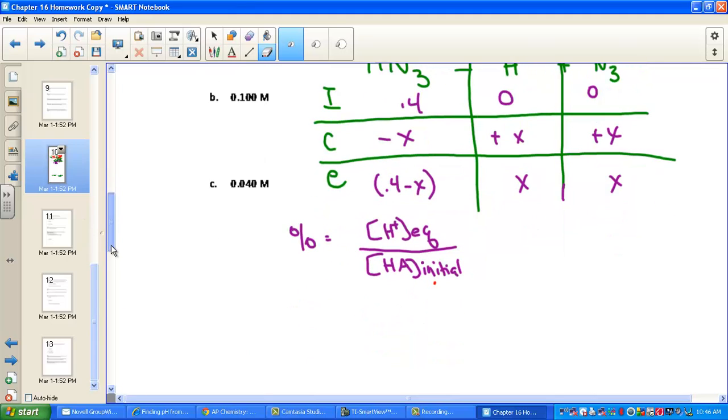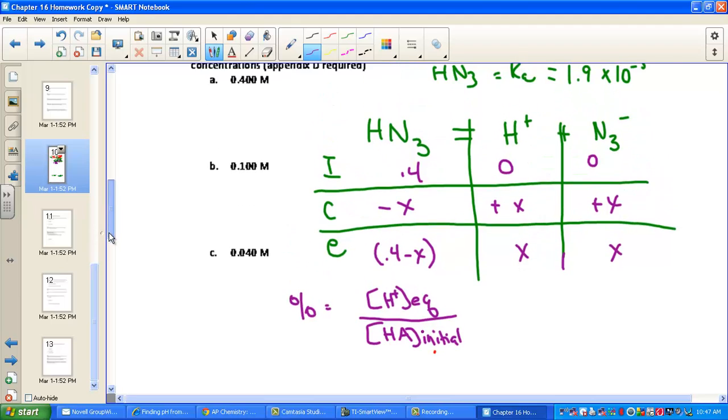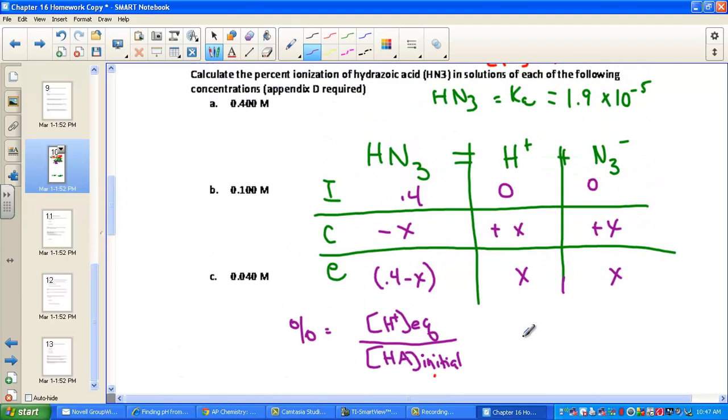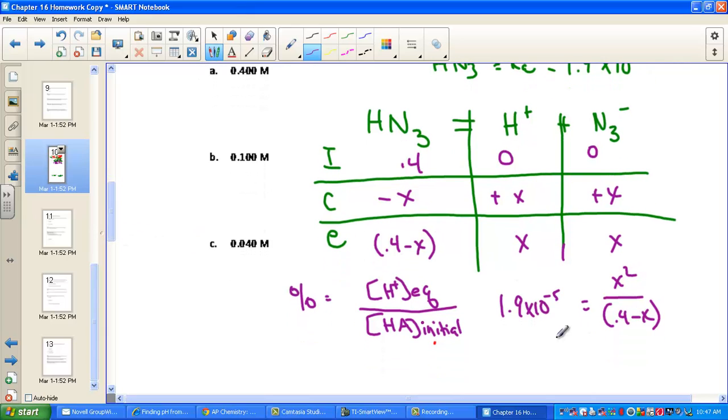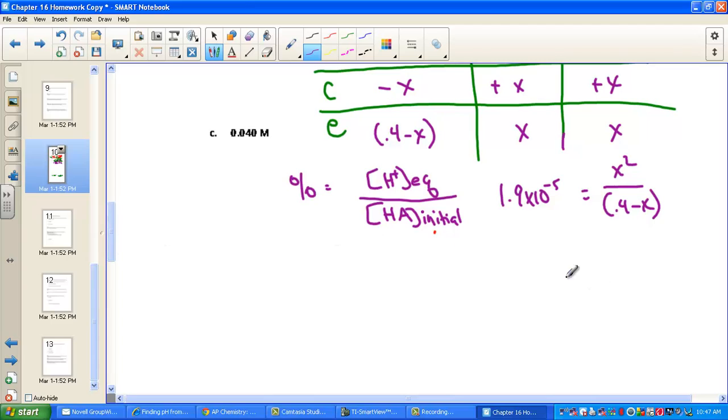All right, so here we have the values we need in terms of the initial and the values of X. We found Ka to be a constant, 1.9 times 10 to the negative fifth. So 1.9 times 10 to the negative fifth is equal to X squared over 0.4 minus X. Notice I'm not assuming the 5% rule. We're going to just put in 0.4. But again, if I did assume the 5% rule, let me just set that up over here. 1.9 times 10 to the negative fifth equal to X squared over just simply 0.4.